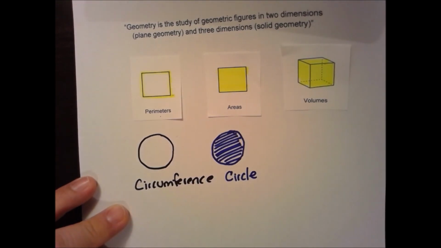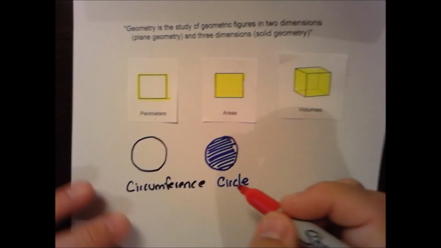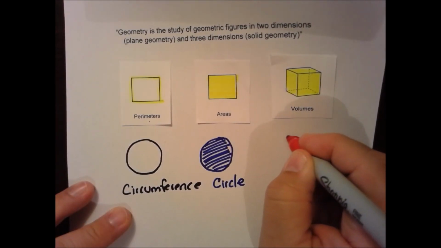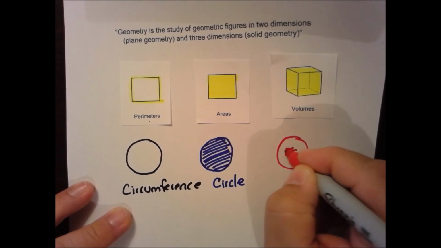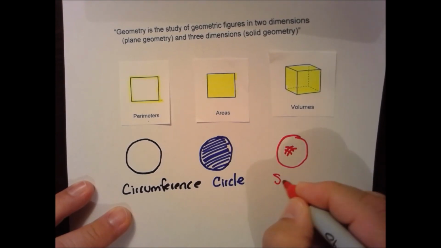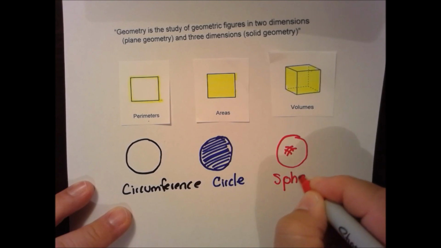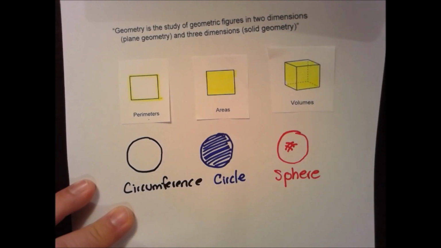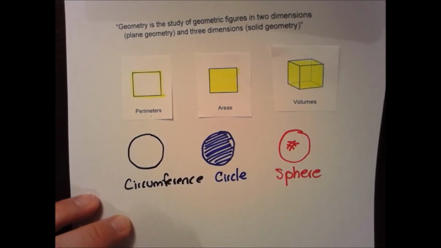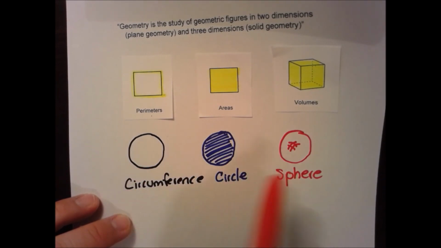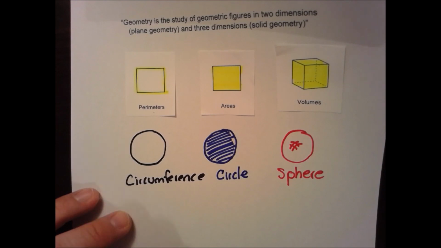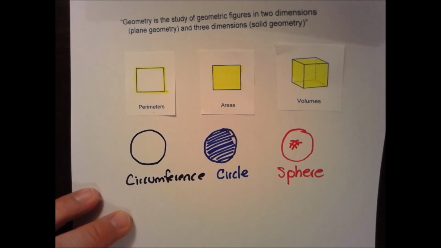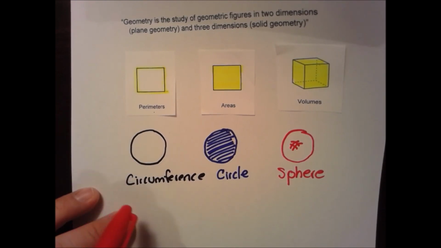And if that circle becomes a 3D object like that one, in that case it's going to be called a sphere. So here you can see the difference between perimeter, area, and volume with exactly the same geometric shape. The geometric shape is the circumference, which is the base to make the circle and the sphere.